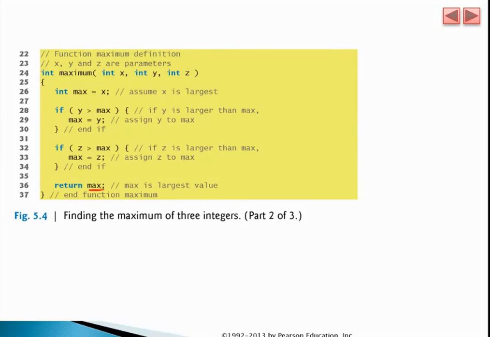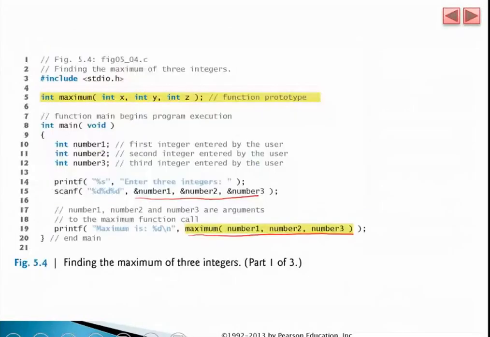What are the local variables for the maximum function? x, y, z, and max. And what are the local variables for the main function? number 1, number 2, number 3. So if you use max here, it will give you an error. If you use number 1, number 2, number 3 there, it will also give you an error.